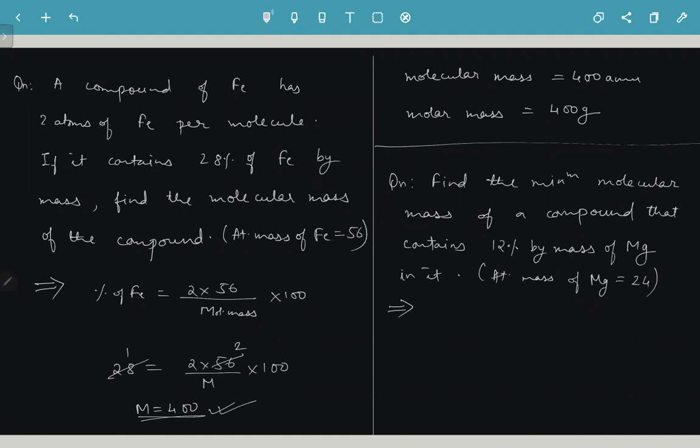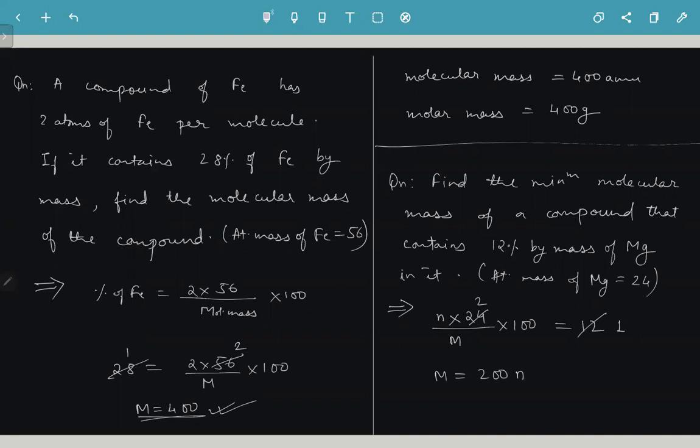Yes, 200 is the correct answer. A difference with respect to the previous question is the number of atoms of magnesium is not given. Let us assume that it has n atoms of magnesium per molecule. The percentage of magnesium will be n into 24 upon molecular mass into 100, and this is given as equal to 12. If we solve it, we'll get molecular mass as 200 n.